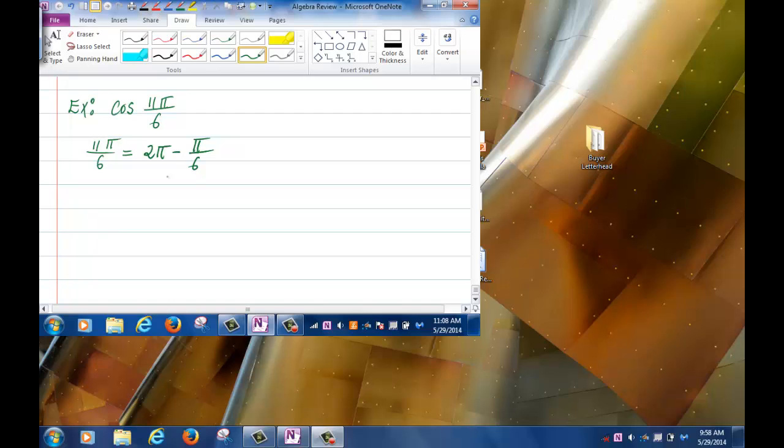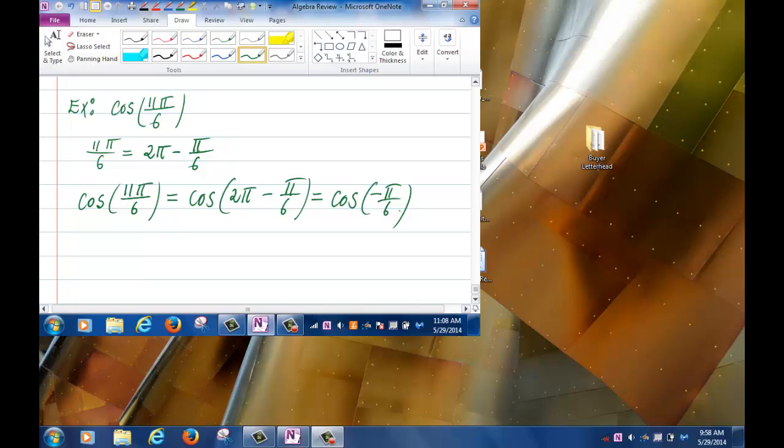So what is cosine of 11 pi over 6? That's the same as cosine of 2 pi minus pi over 6. But remember, whenever you add 2 pi, cosine will be the same as at negative pi over 6, right? Because if you add 2 pi to it, you are coming back to the same terminal side. Negative pi over 6 and negative pi over 6 plus 2 pi are coterminal.